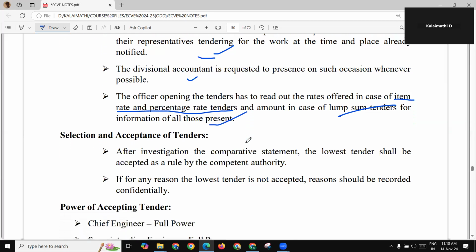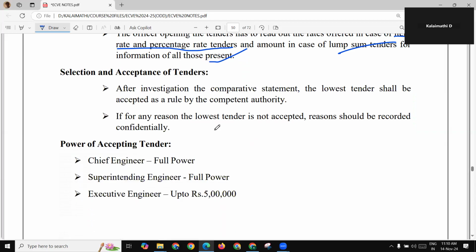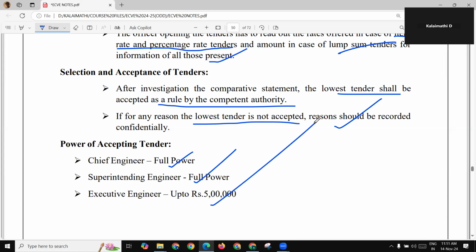The selection and acceptance of tenders. After investigation of the comparative statement, the lowest tender shall be accepted as a rule by the competent authority. If for any reason the lowest tender is not accepted, the reason should be recorded confidentially. And the power of accepting tenders: the chief engineer has full power and the superintending engineer has full power, whereas the executive engineer will have power up to 5 lakhs of quotation.